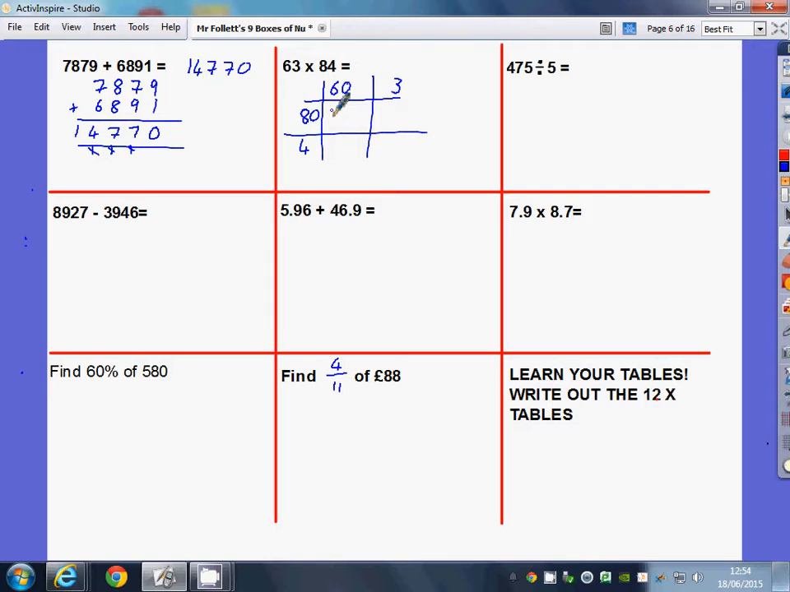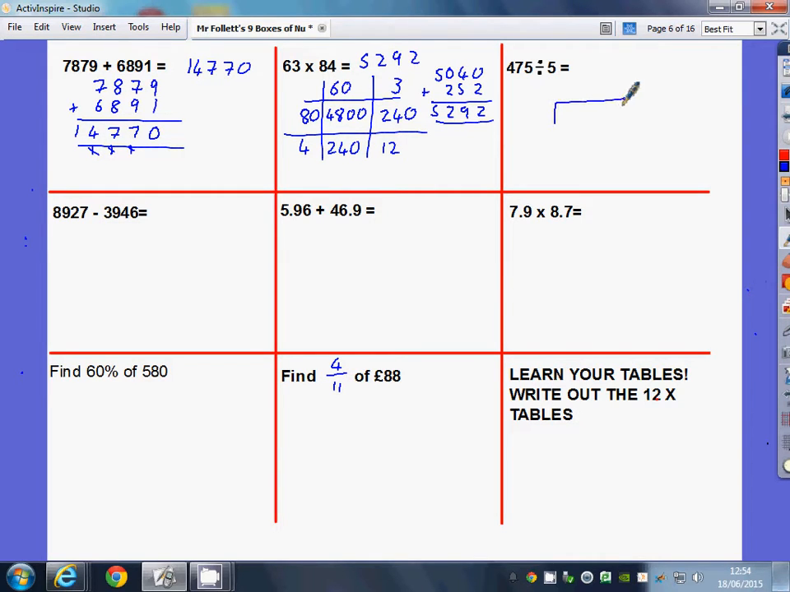8 times 6 is 48, and we've got 2 zeros there. 3 times 8 is 24, we've got 1 zero. 6 fours are also 24, 1 zero. 3 fours are 12. So we've got them all like that, and then we just add them together, don't we? So we've got 5,040, adding up that column there, plus 252, 2925. So the answer is 5,292.